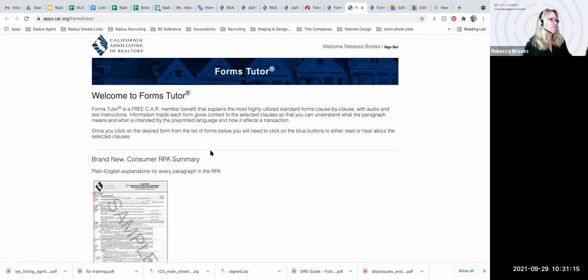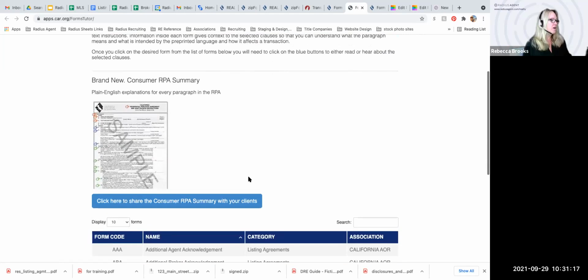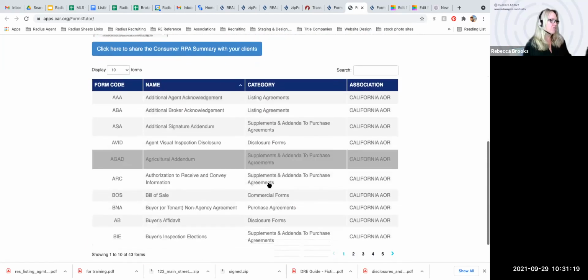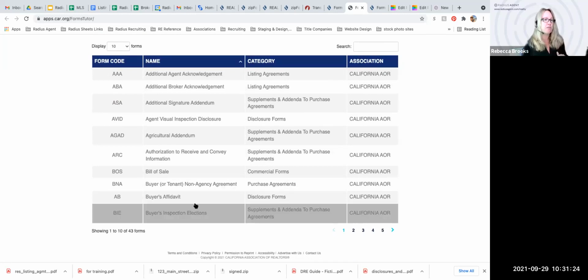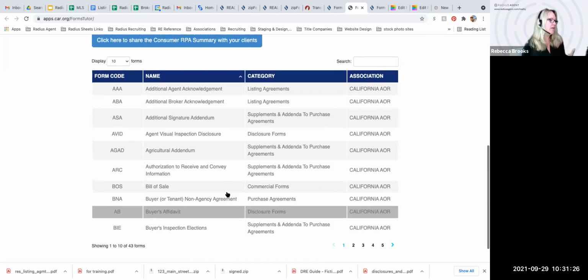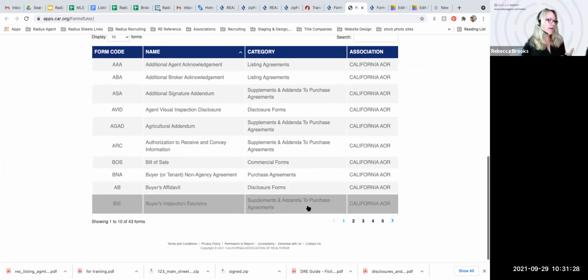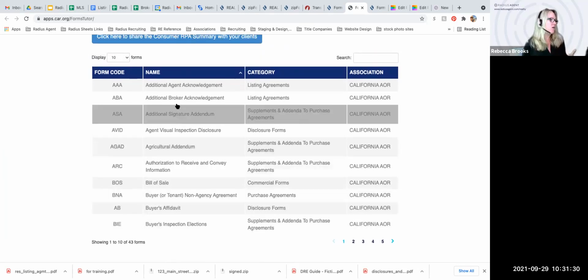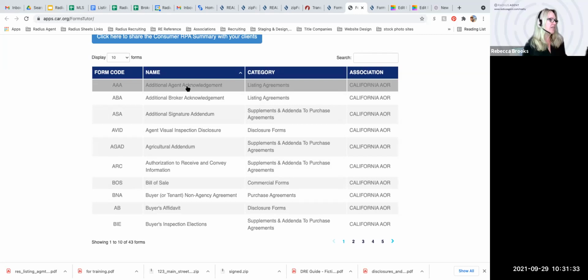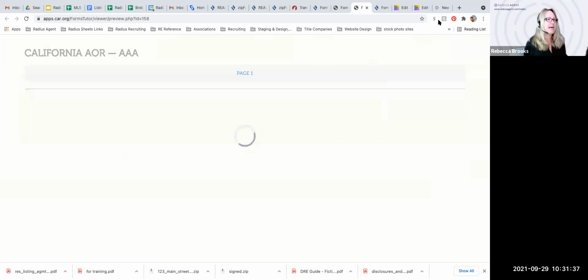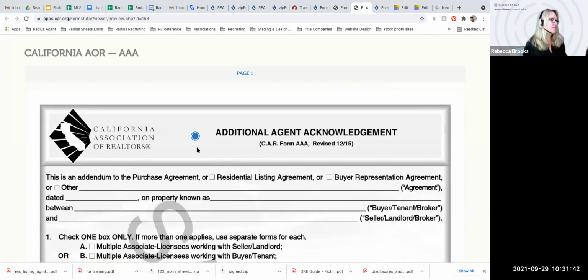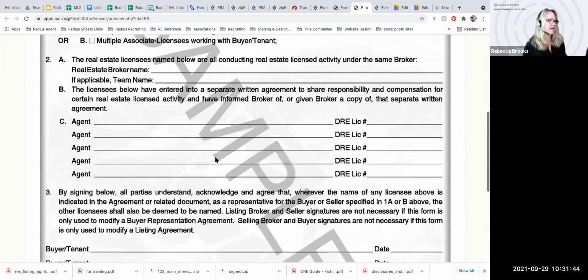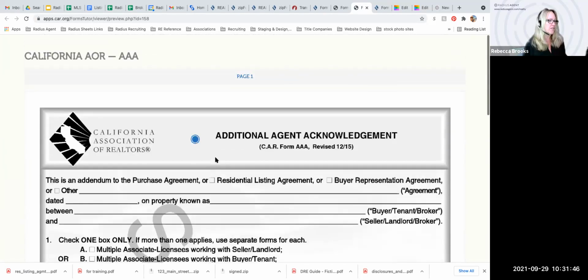This is going to give you these forms, and then CAR goes through these different forms. They've only done 43, so not every form has a forms tutor option, but most of the forms will have one, the ones that you have a lot of questions about, like the additional agent acknowledgement. What that means is you can click on it. We already talked about this one this morning, but you can click on it, and this is what the form looks like. It's obviously a sample, watermarked for the sample.